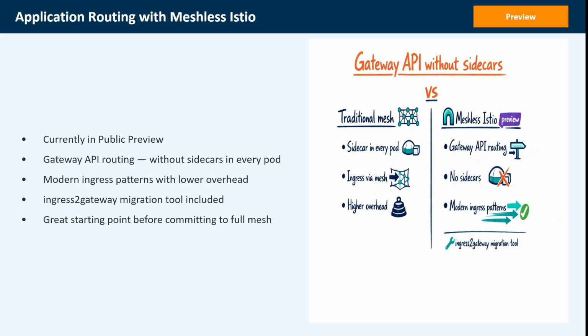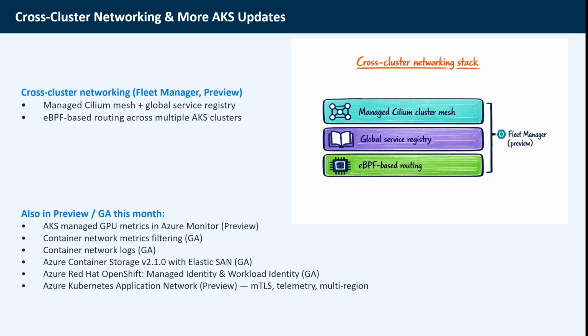Application routing with meshless Istio is in preview. The key point is gateway API routing without sidecars, so I can get modern ingress patterns without pushing a full mesh into every pod, and there is an ingress to gateway migration tool to help move over. Cross-cluster networking in Fleet Manager is in preview as well. It's built around a managed Cilium cluster mesh pattern, a global service registry and eBPF-based routing, so multiple AKS clusters can talk in a more controlled way.